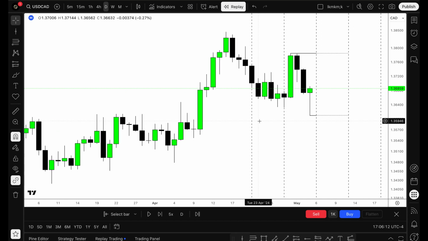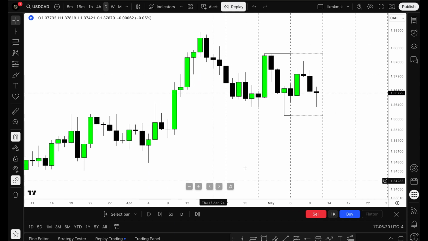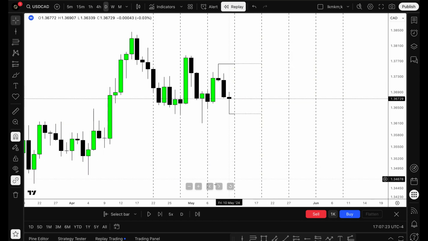Moving on to the next week. Let's see how the weekly candles print. So as you can see, we didn't really get a draw to any highs or lows. So the week just traded within the previous week's range, which signals accumulation. Moving on to the next week.